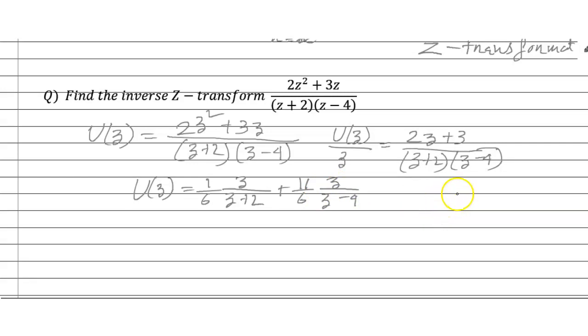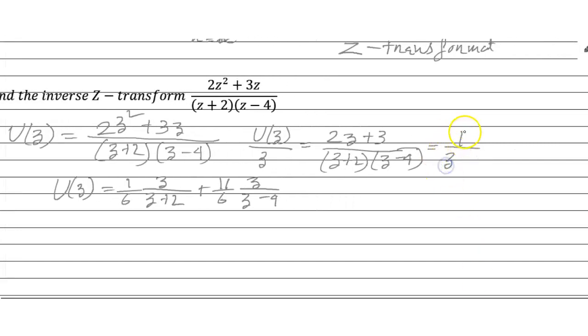So friends, how can we get this value? Because if I put in here U(z) by z equals 1 by z, a by z plus 2 plus b by z minus 4. Just putting this value minus 2 in here, so minus 6, and in here you get 1 by 6. So on the inversion formula, whatever I get, small u(n) equals 1 by 6 minus 2 to the power n plus 11 by 6 into 4 to the power n.